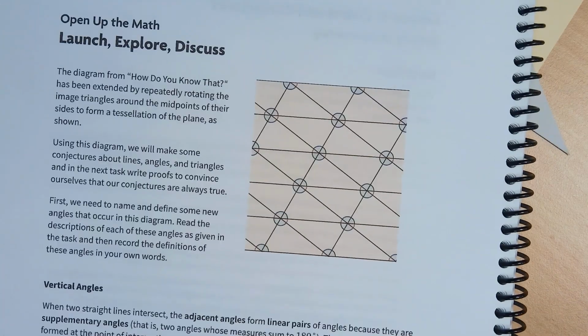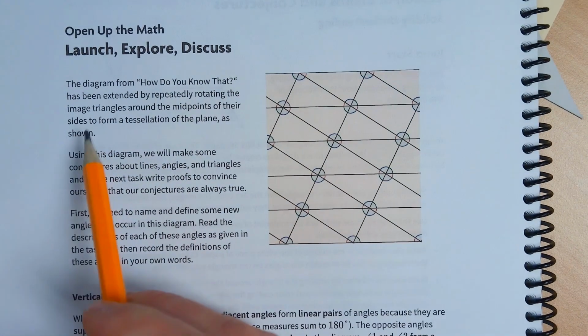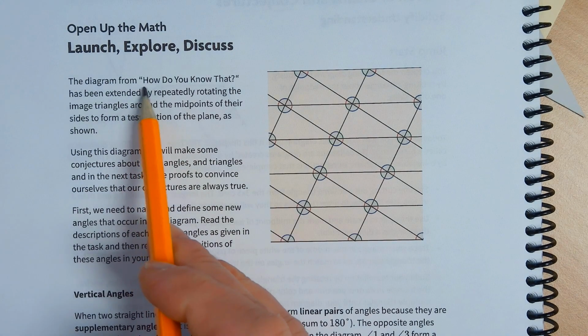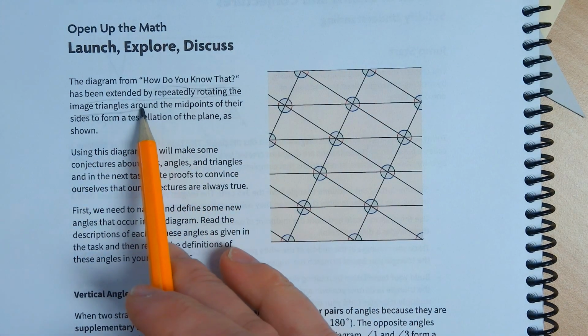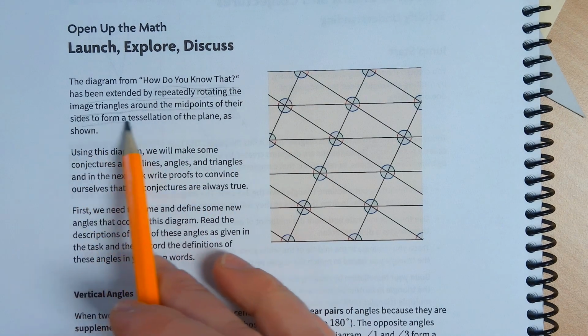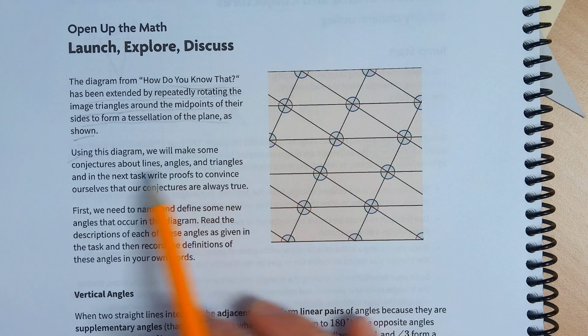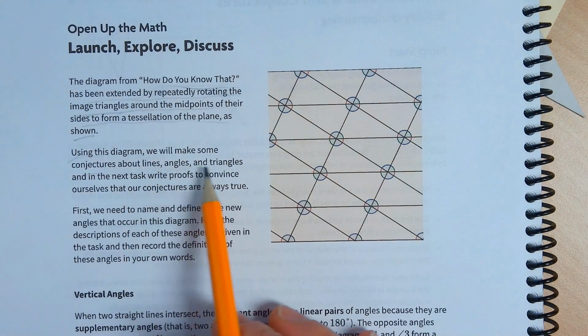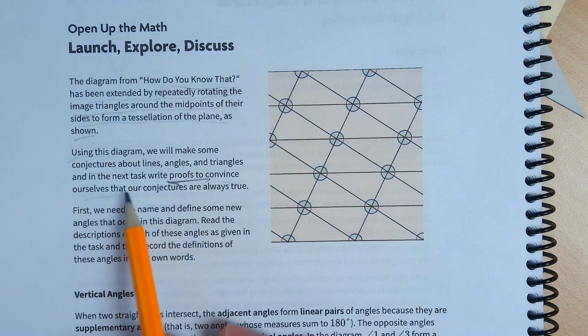Oh, look at that. Tiling of the plane. The diagram from How Do You Know That has been extended by repeatedly rotating the image triangles around the midpoints of their sides to form a tessellation of the plane as shown. Using this diagram, we will make some conjectures about lines, angles, and triangles, and in the next task, write proofs to convince ourselves that our conjectures are always true.